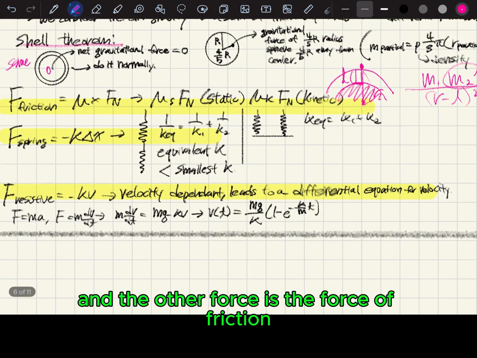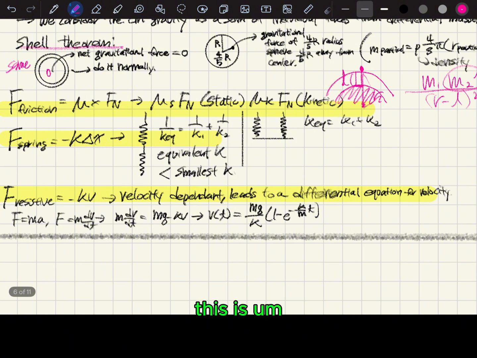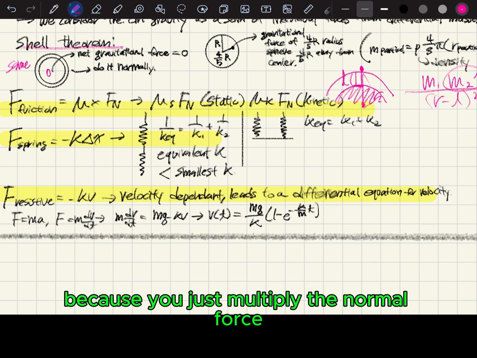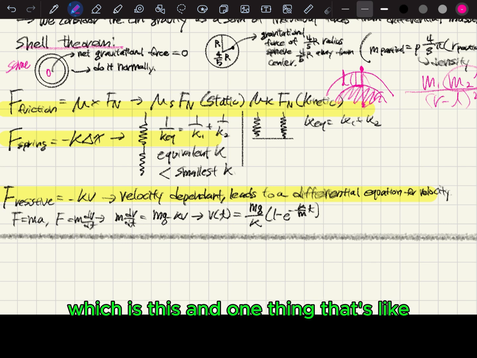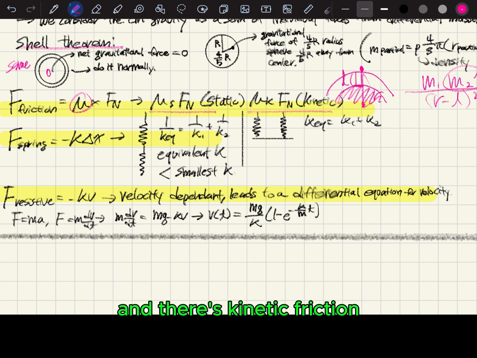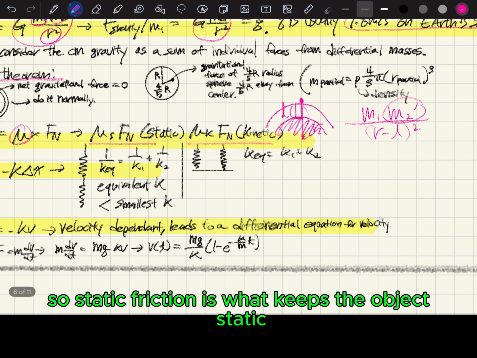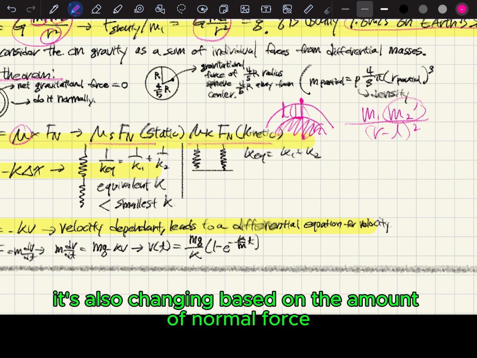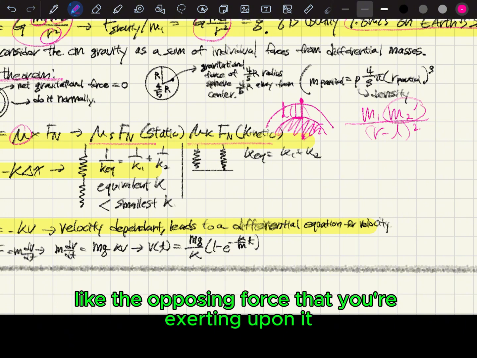And the other force is the force of friction. This is pretty straightforward because you just multiply the normal force with the friction constant, which is this. And one thing that's kind of interesting is that there's static friction and there's kinetic friction. So static friction is what keeps the object static. It's also changing based on the amount of normal force, or the opposing force that you're exerting upon it.